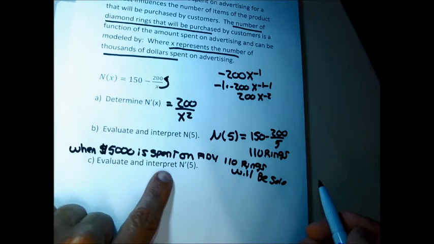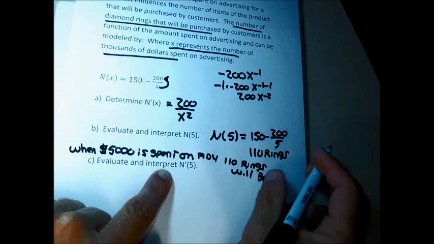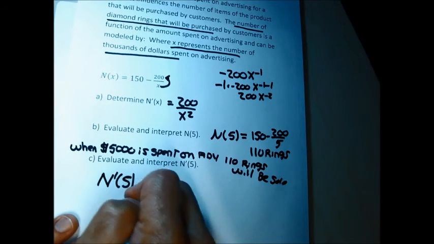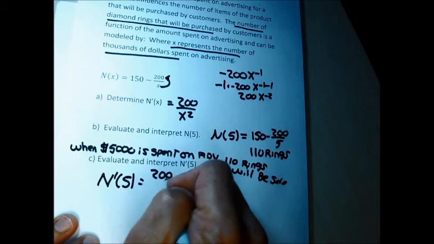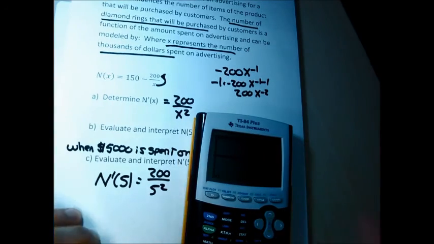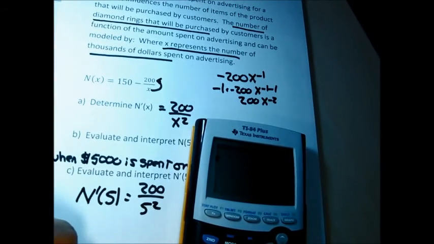For C, find and interpret n prime of 5. To do n prime of 5, I can go n prime of 5 equals 200 over 5 squared, which from the main screen, second quit, 200 divided by 5 squared is 8.